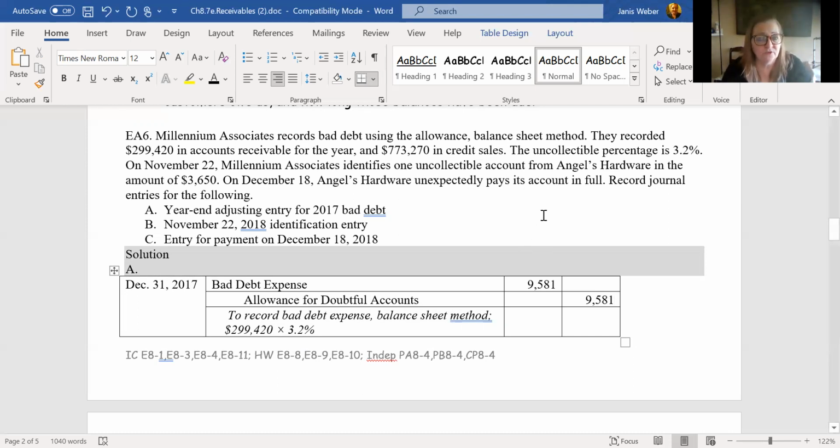Okay, this only works for this one because there was no beginning balance in the ADA account. If there had been, you would adjust to the $9,581. All right, so that's the first entry.